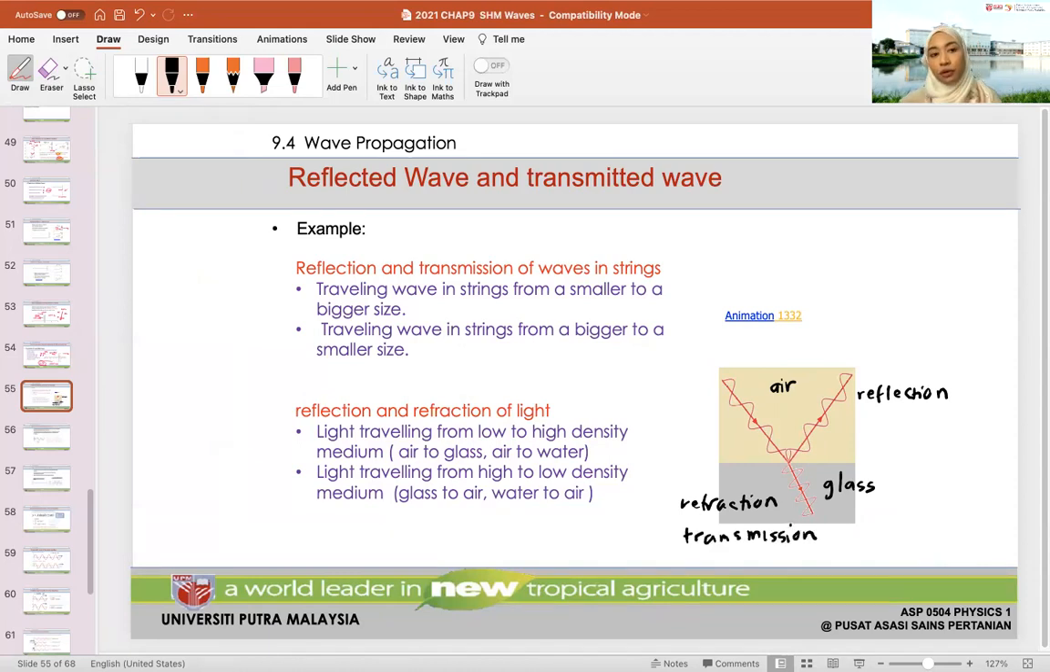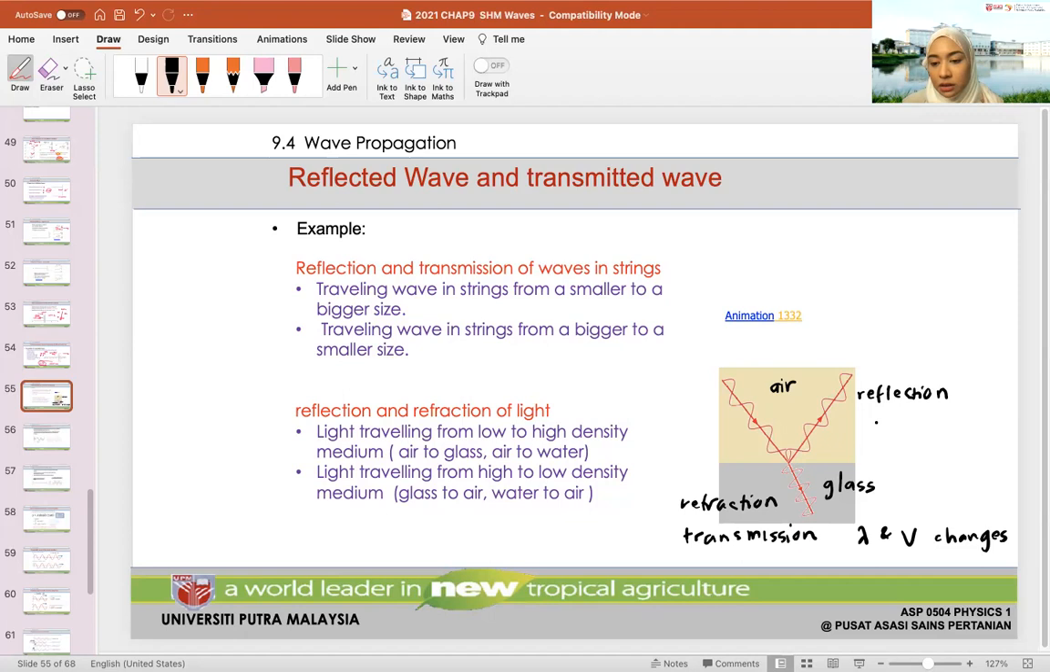Okay. So for refraction or transmission, you know that the lambda and the speed change. That is why you have that bending. And for reflection, you know that everything is maintained for 100% reflection. But if part of it is transmitted, part of it is reflected, of course there will be some change in terms of amplitude because there is a reduction.